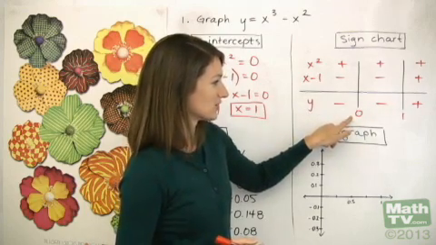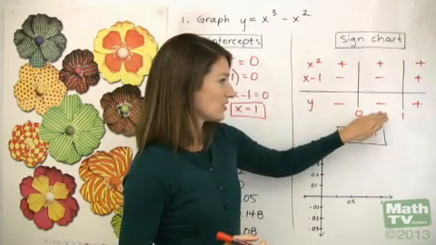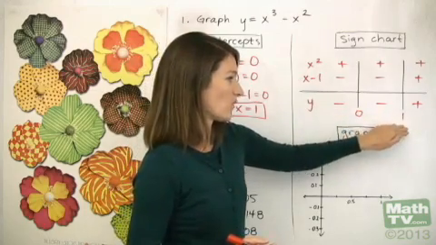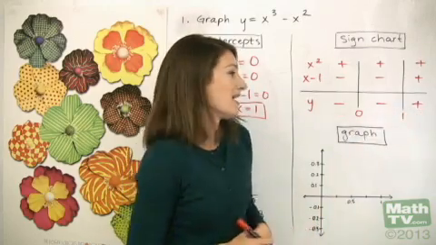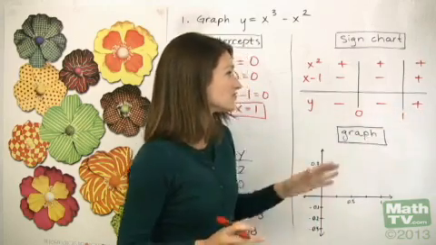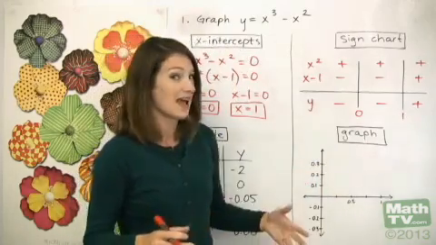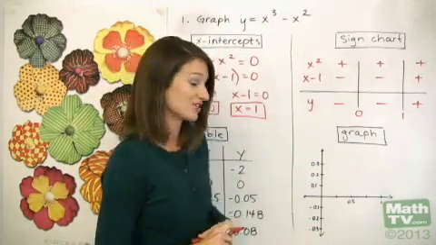Now these signs here tell us that our graph is going to drop below the x-axis when it's less than 0. It's also going to stay below the x-axis when it's between 0 and 1, and then it's going to rise above the x-axis when it's positive when it's greater than 1. So let's find a few more values, and then we can move on to actually graphing this function.